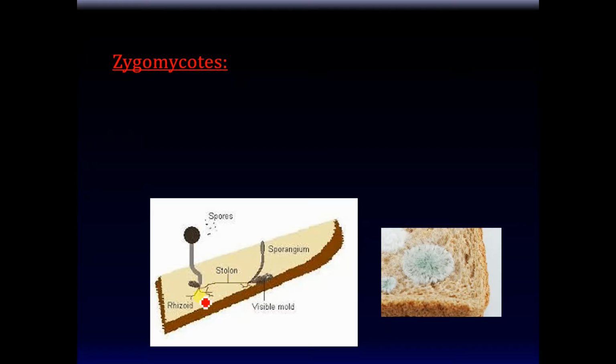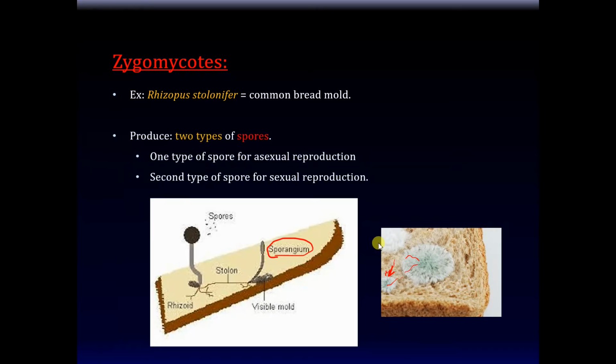Now here we see the stolons and the rhizoids, and this has grown enough that you can see them. As I was suggesting, this colony here is a baby colony, and it might have risen from a spore that originated from over there. Some of these hyphae go on to produce the sporangium structures. The example we have given here of the Zygomycotes is Rhizopus stolonifer, which is the common bread mold.